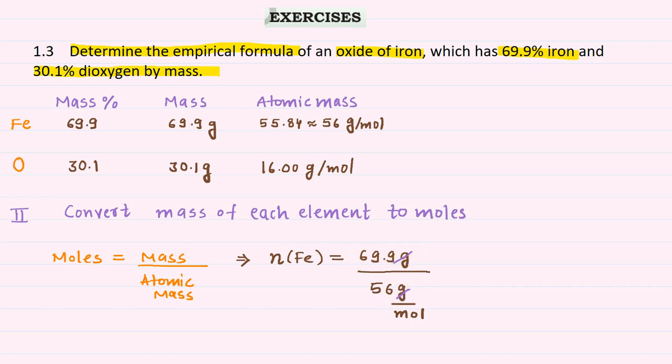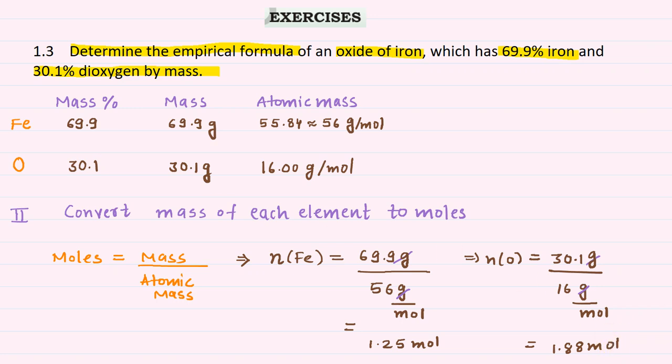On solving this, we are getting the value of moles of Fe equals 1.25 mole. In a similar way, we can calculate the moles of oxygen. The mass of oxygen given here is 30.1 grams and its atomic mass is 16 grams per mole. Here also we can eliminate this gram unit. On solving this, we are getting the value of moles of oxygen equals 1.88 mole. Okay, this is about the second step.